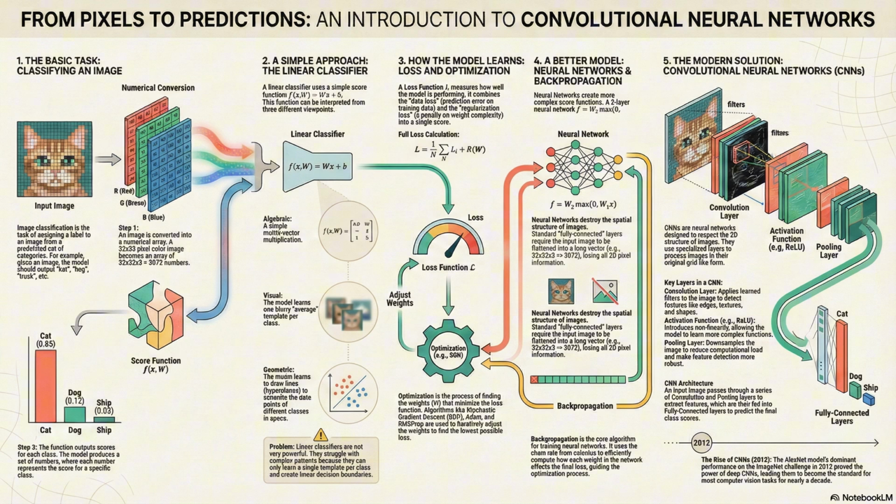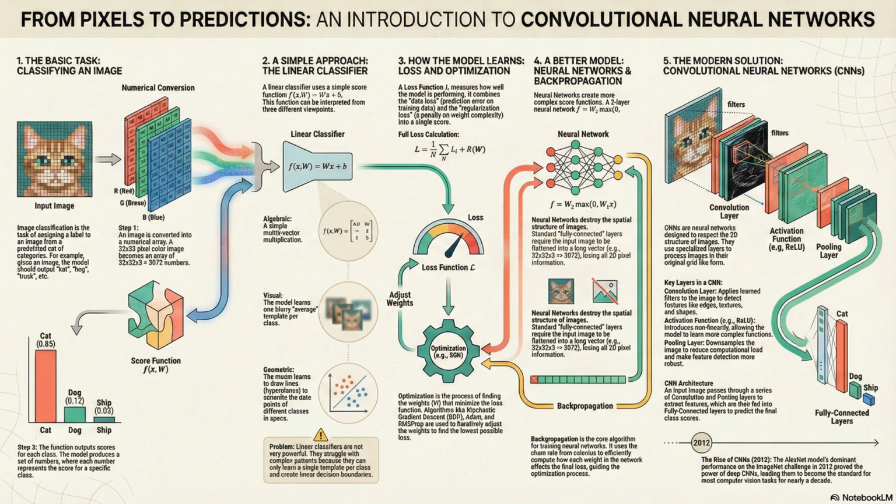The loss function. We need a way to measure how unhappy we are with the model's current guesses. If the current weights give a high score to dog when the image is clearly a cat, the loss function spits out a really high number. The goal is to find the weights that make that number as small as possible. That makes perfect sense. It's an unhappiness meter.